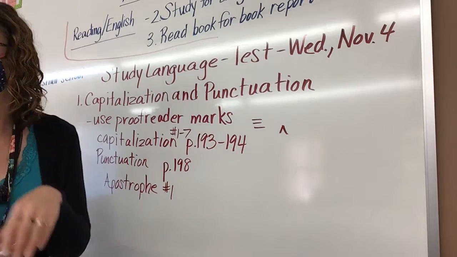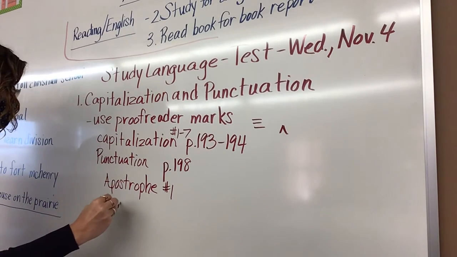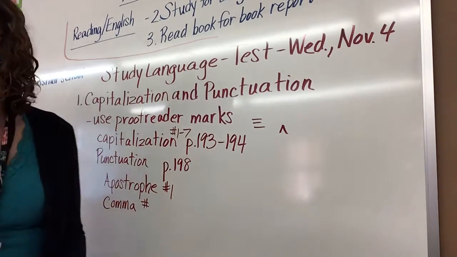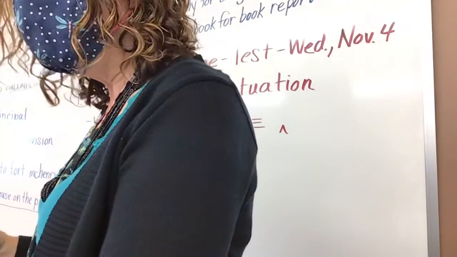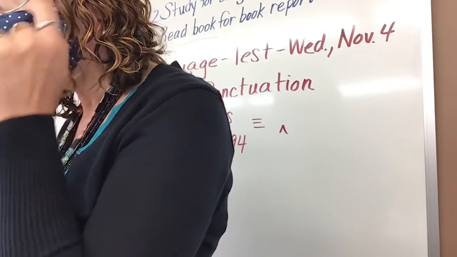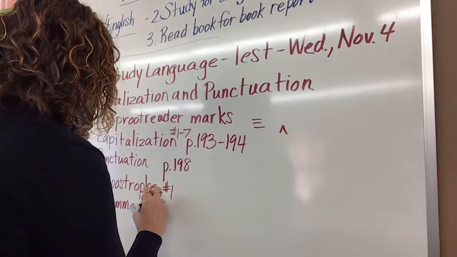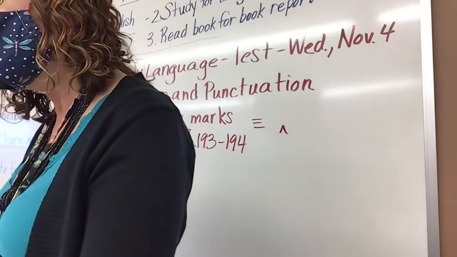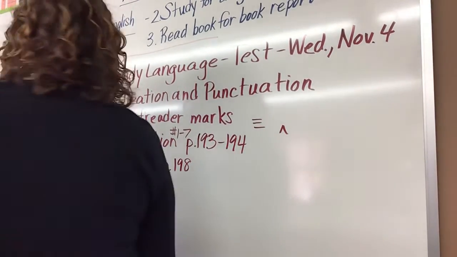So that's your apostrophe. And then, comma, you're doing number, I'm going to make sure you, number 1 is run-on sentence. And we have learned that, but I don't think that's on your test. In fact, I know it's not. So number 2, which is yes or no at the beginning of the sentence. And number 3, which is direct address.